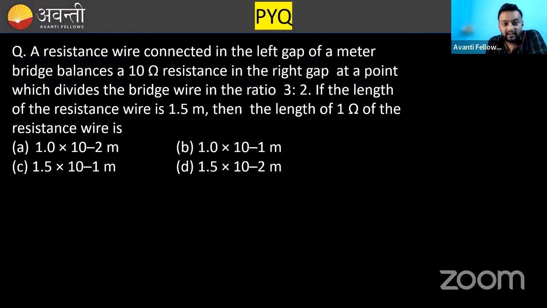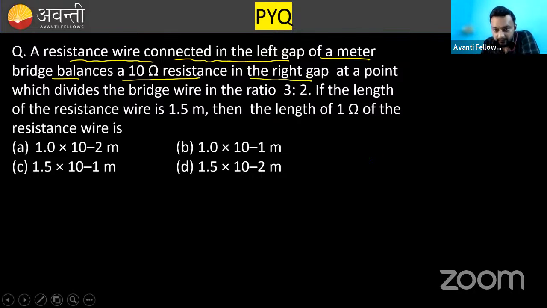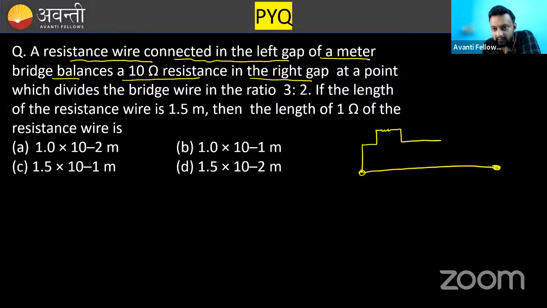Okay, listen to me. A resistance wire connected in the left gap of a meter bridge balances a 10 ohm resistance in the right gap. Now I need to draw a diagram. Listen, you should be very quick in drawing the diagram of a meter bridge. This is the meter bridge wire, left gap, right gap, and this is it. And it says 10 ohm resistance at the right gap. This is 10 ohm.